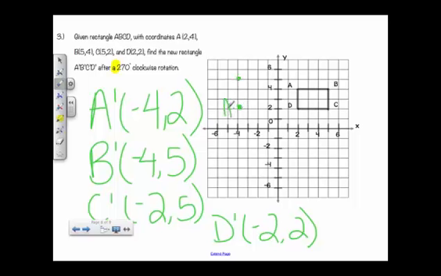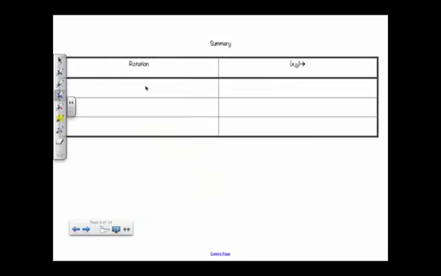I'll call this A prime. I will call this over here B prime. Sorry about that, this is A prime right there. C prime was -2, 5, so I'll put my C prime right here. And then D prime was -2, 2, so I'll put my D prime right there. And then I can connect my dots to get my new rectangle. And that's how you do rotations.